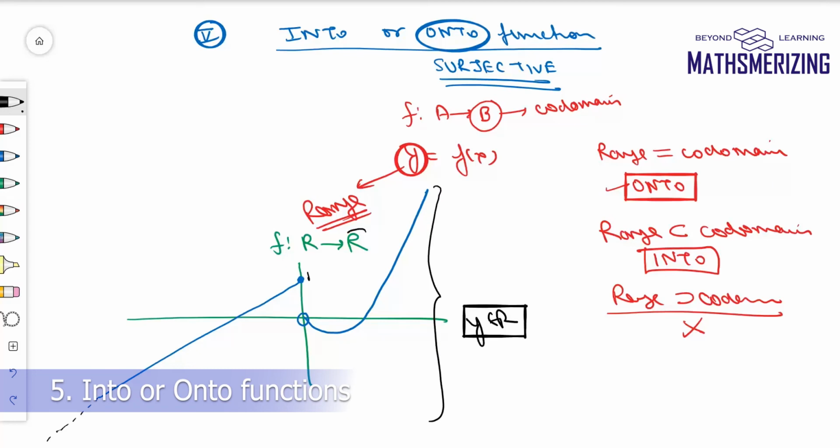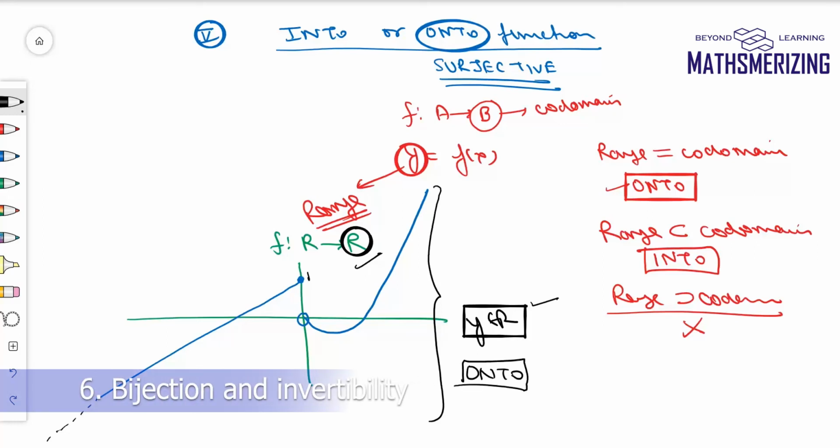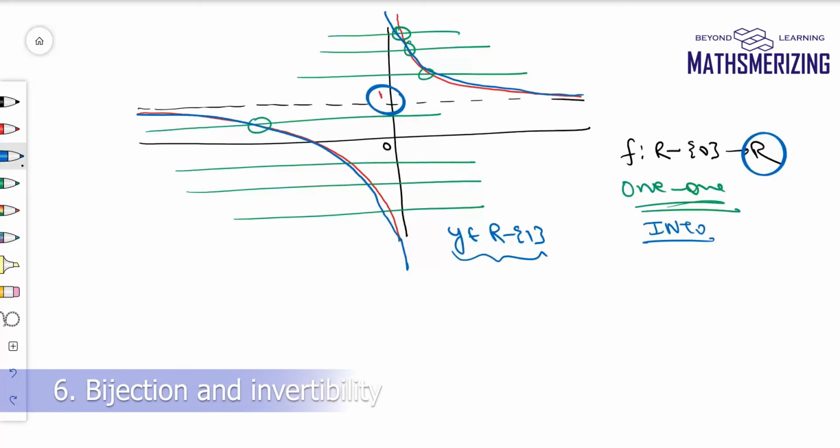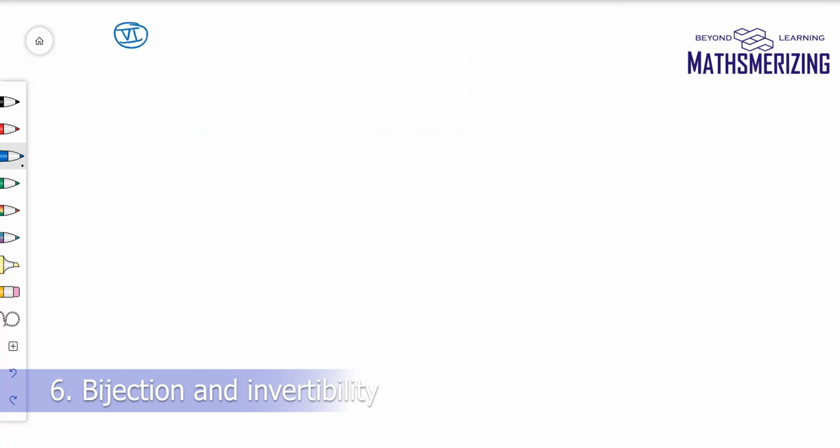Now I look at its codomain. Its codomain is also R. Now in this case, range and codomain are equal. So when range and codomain are equal, this function is an onto function. Now the sixth thing that we'll decide from the graph is whether the function is a bijective function.